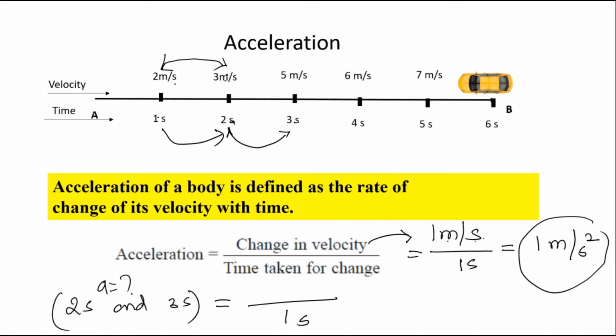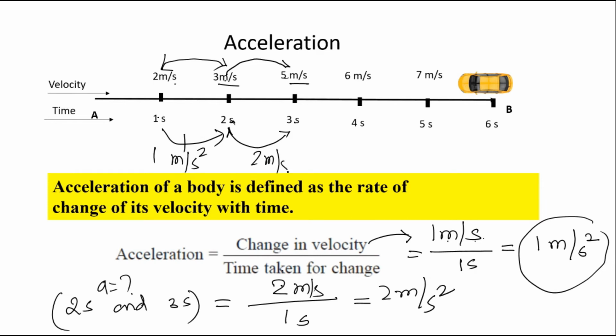But how much is the change in velocity? 3 meter per second to 5 meter per second. So if you subtract 3 from 5, you get 2 meter per second. Now can you quickly tell me what is the acceleration? 2 meter per second square. See, acceleration has changed. Here it is 1 meter per second square and here it is 2 meter per second square. Now you can tell me what is the acceleration here, here and here. So you can do that later.